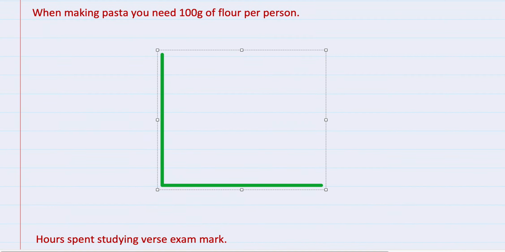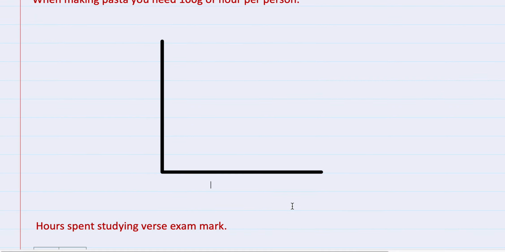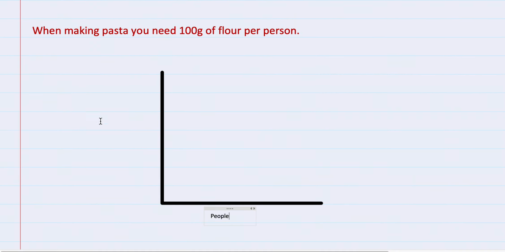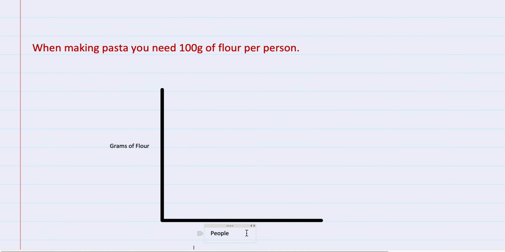So we'd have a graph that looks something like this. Something like this. And we would have our people here and our grams of flour on this side. Again, because our people are independent of the amount of flour that we use. We'd start with the amount of people and we'd go, okay, that's how much flour I need. The flour is the dependent variable, so it goes on the y-axis.